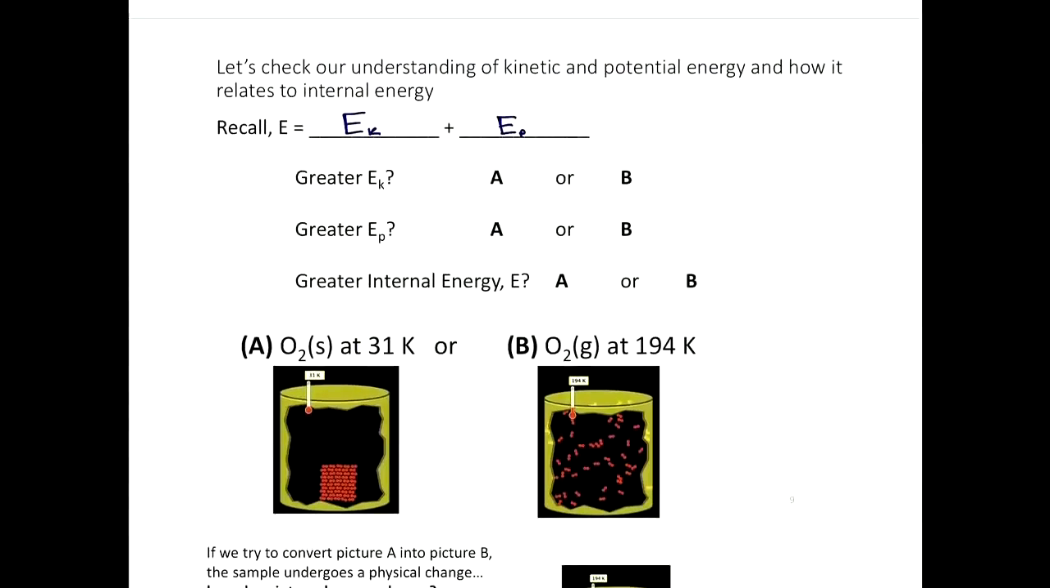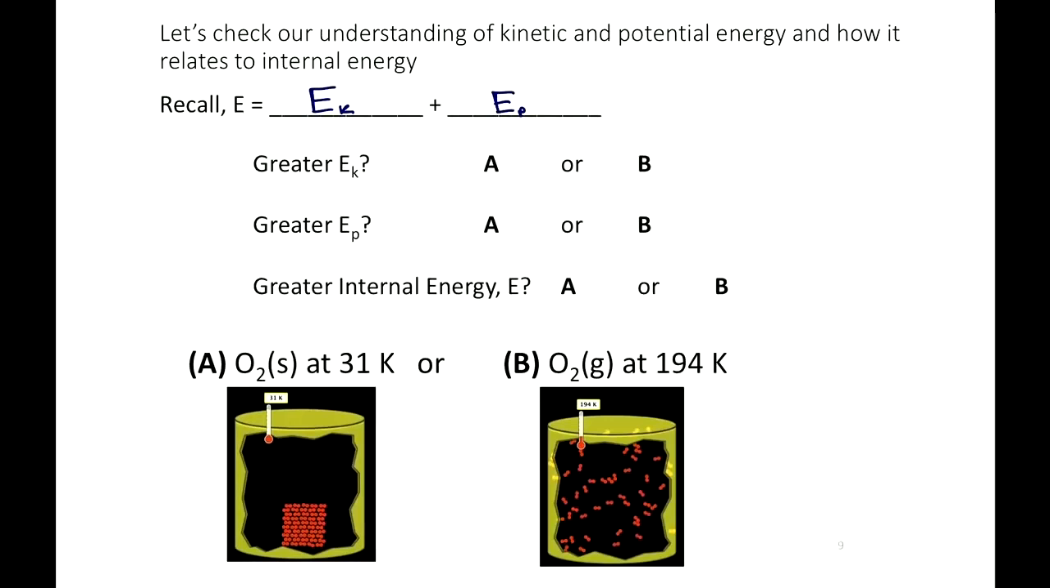Okay, so let's check our understanding for some of these conceptual things. Kinetic and potential energy again. How do we compare kinetic energy of samples? What do we look at? Temperature, yes. And then potential energy, we learned that potential energy is lowest when our particles are what? Attracted and close together. Yes, close together.